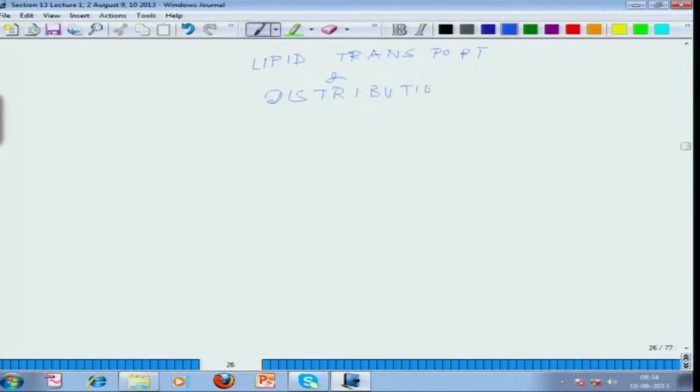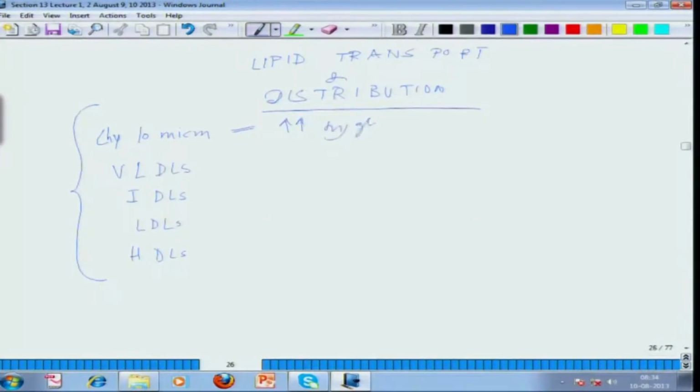If you look at the distribution of lipids, they are in different forms: chylomicron, very low density lipoprotein, intermediate density lipoprotein, low density lipoprotein, and high density lipoprotein. There are at least 5 major groups of lipoproteins recognized. Roughly 95% of the weight of a chylomicron consists of triglyceride, a very huge concentration of triglycerides.